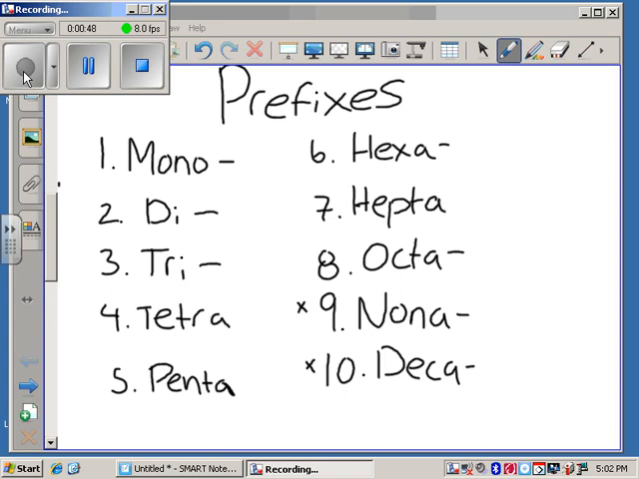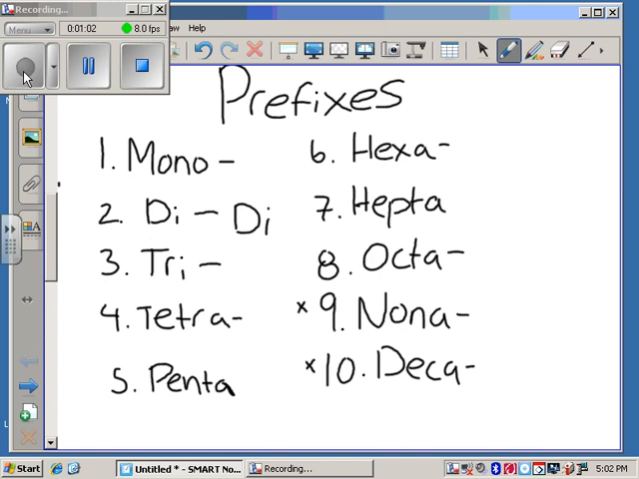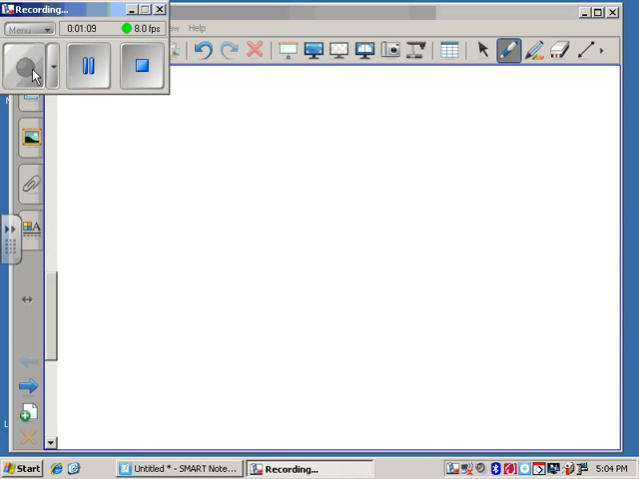Notice that in these prefixes, we're using di for two, not bi. Again, that's di for two. And for four, we're using tetra instead of quad. Again, that's tetra. So beware of this as you're using these prefixes to name your compounds. All right, now that we have those prefixes out and memorized, we're going to go straight into some examples.